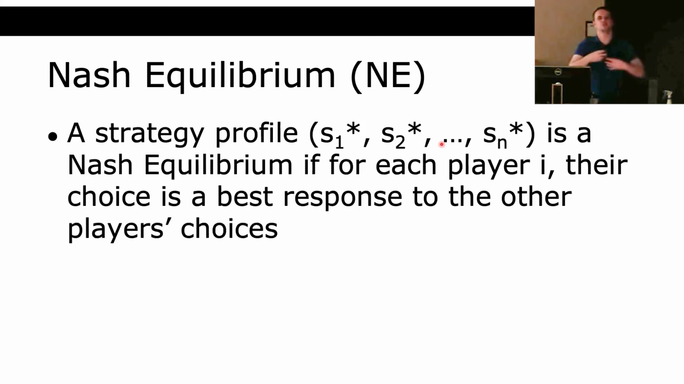A Nash equilibrium is not me choosing alpha. A Nash equilibrium is a choice for everybody, right? It has to be everyone making a choice. So if everyone makes a choice, it is a Nash equilibrium if for each player, their choice is a best response to each of the other players' choices. Okay? So if each player is best responding to each other player, then that is a Nash equilibrium.